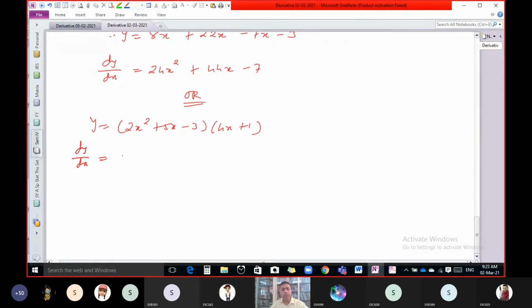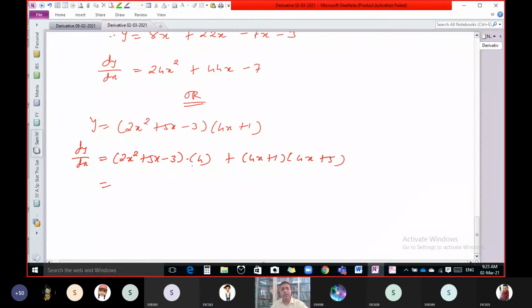What is the multiplication rule? Keep the first function as it is. Multiply the derivative of the second function. What is the derivative of this 4x plus 1? 4. Correct. Plus this 4x plus 1 keep as it is. Now tell me the derivative of 2x square plus 5x minus 3. 4x plus 5. Correct.